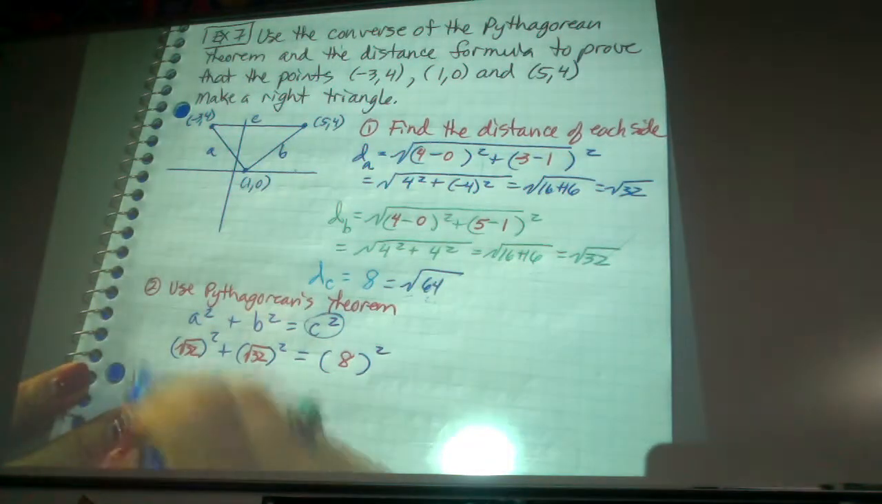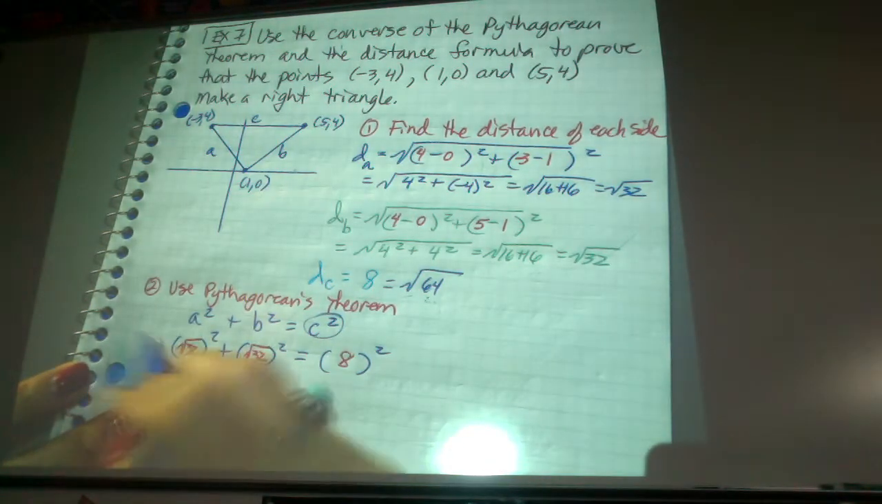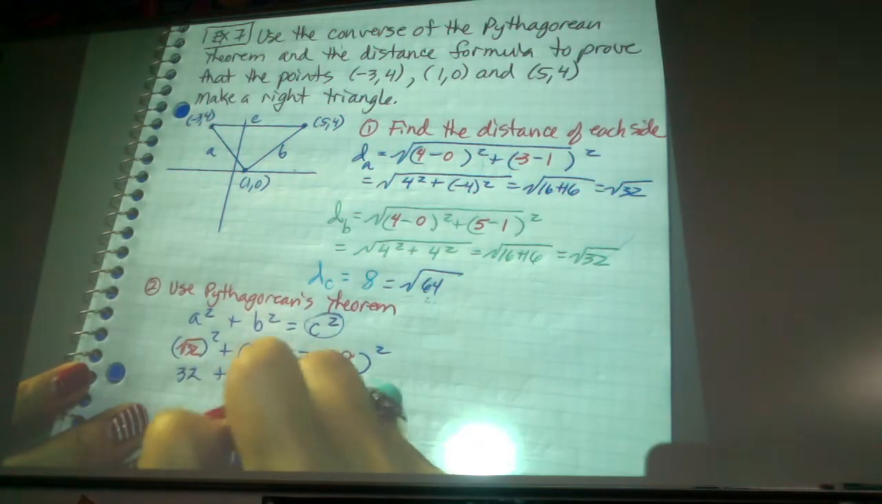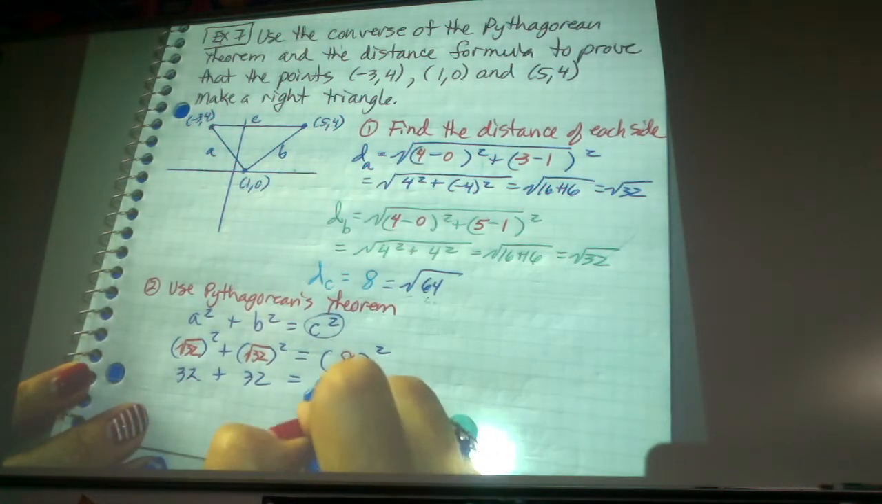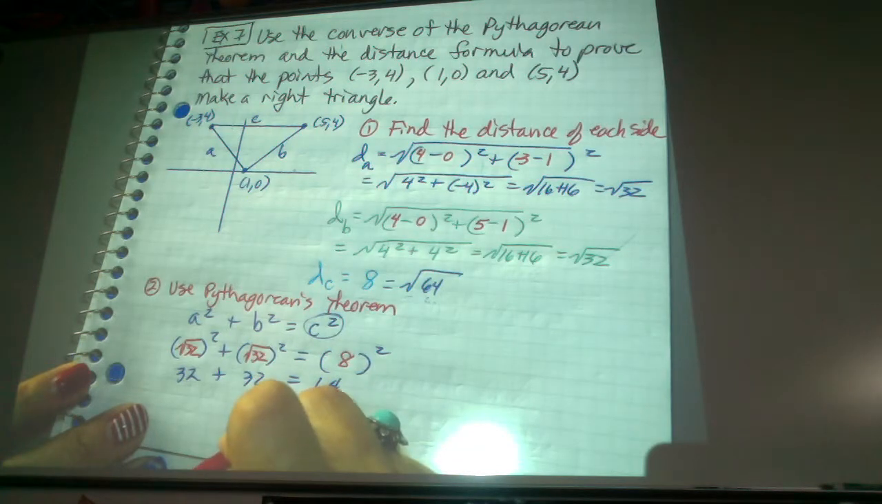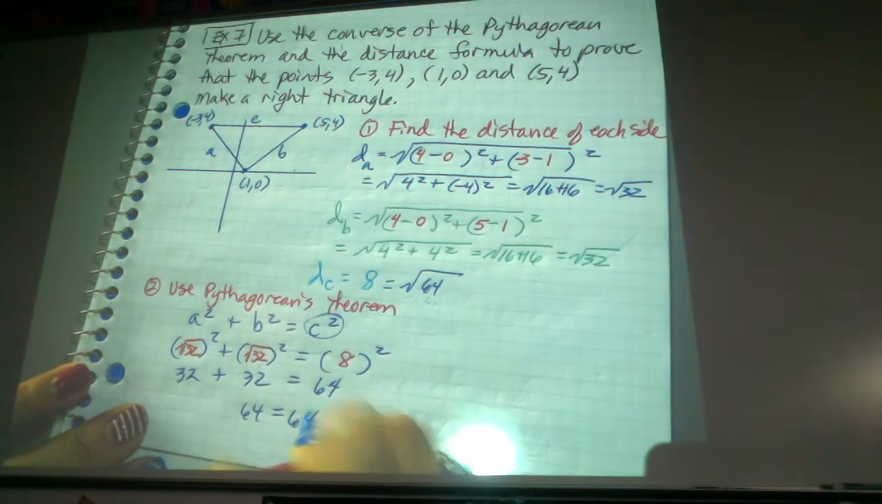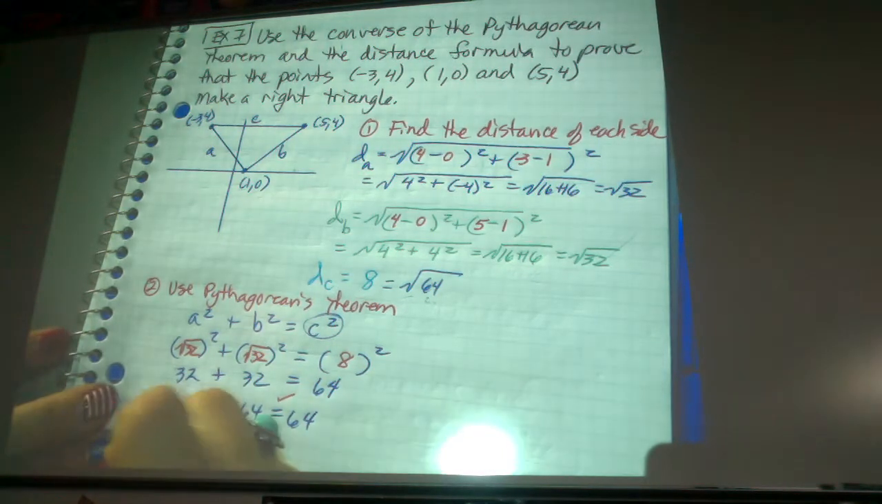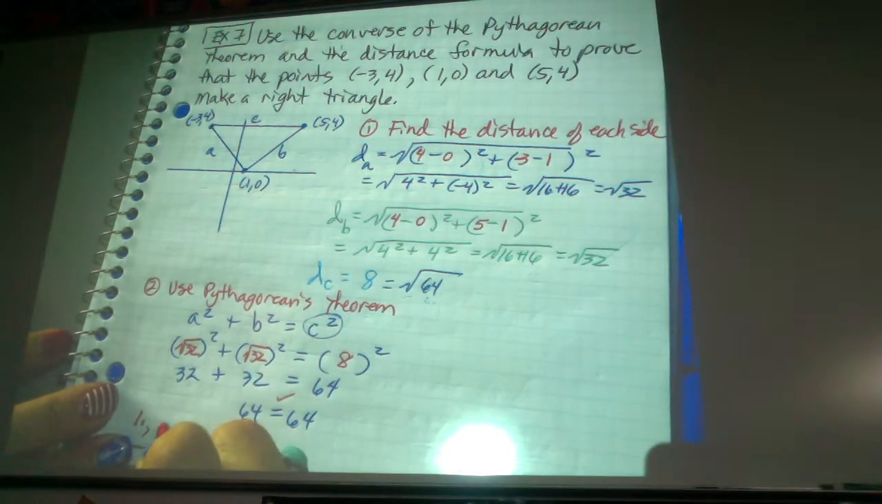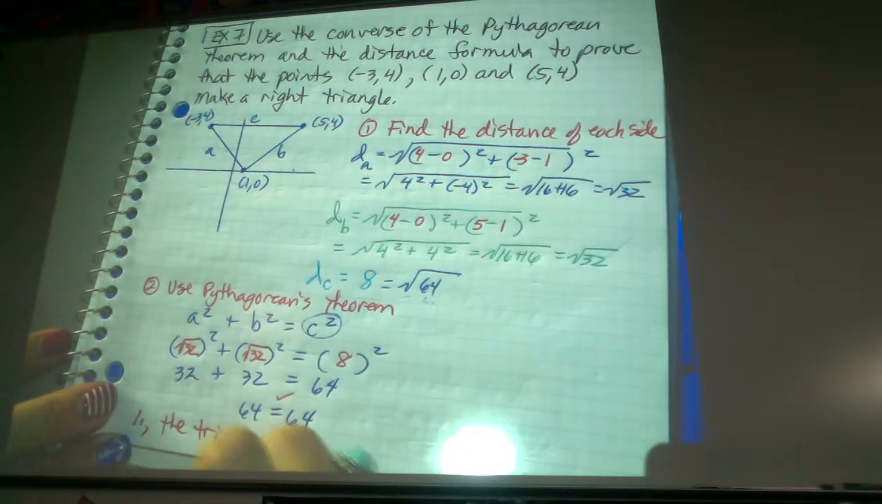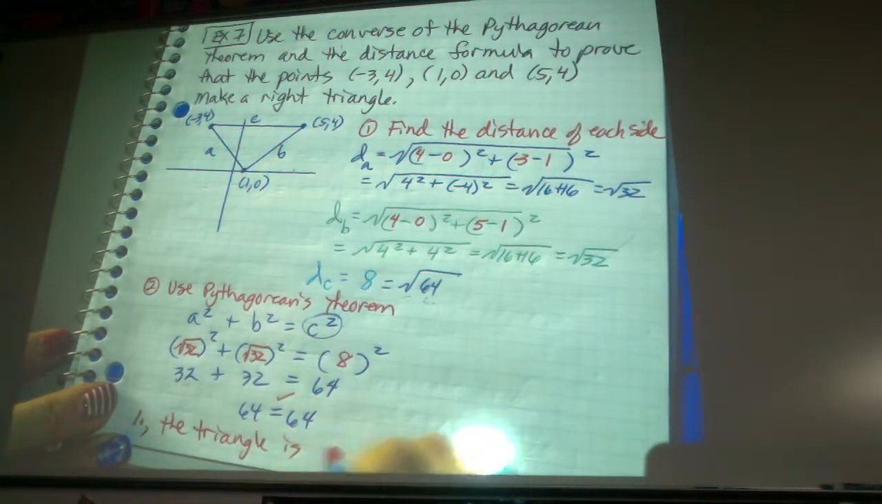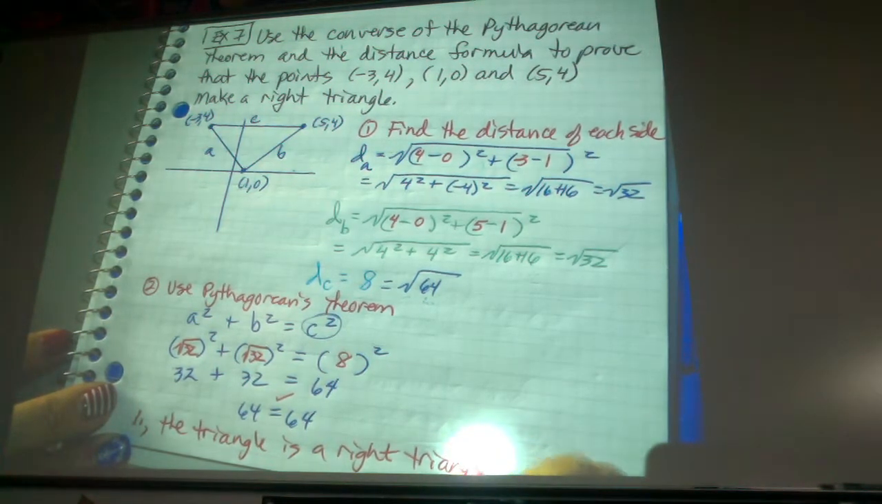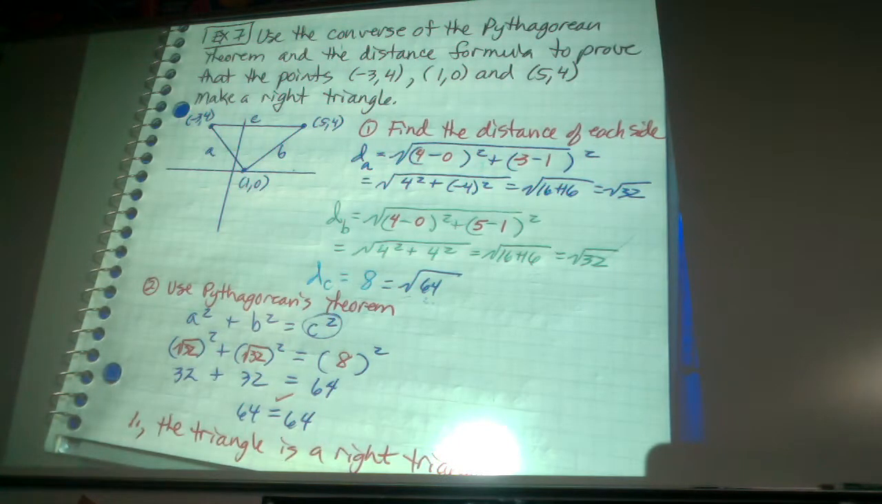So when I square a radical, don't I get the number underneath the radical? 32 plus 32 equals, what's 8 squared? 64. 32 plus 32 is 64. Doesn't 64 equal 64? Isn't that a check? What can you conclude? Therefore, the triangle is a right triangle. Why? Because that becomes true. It's true.